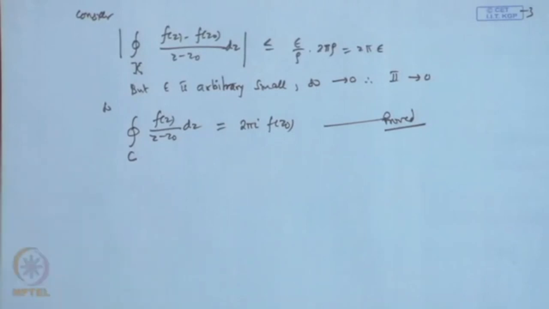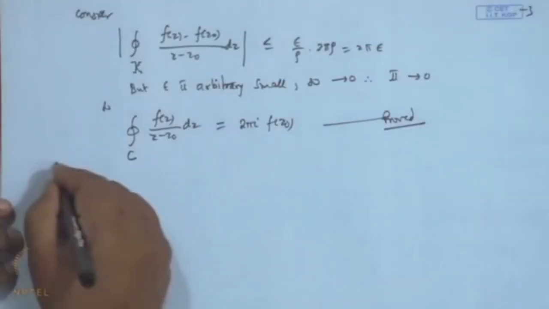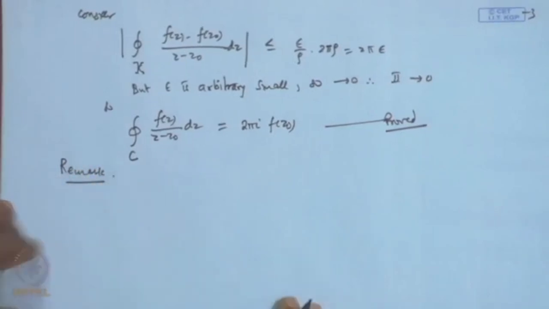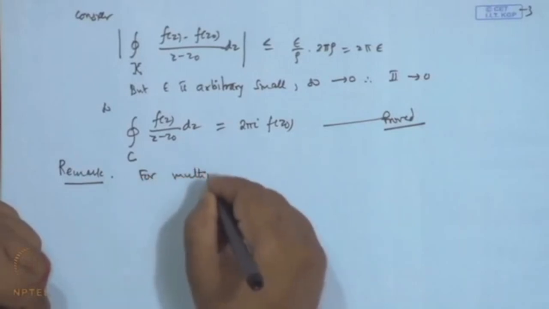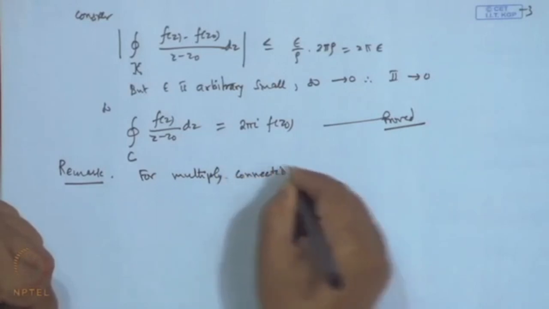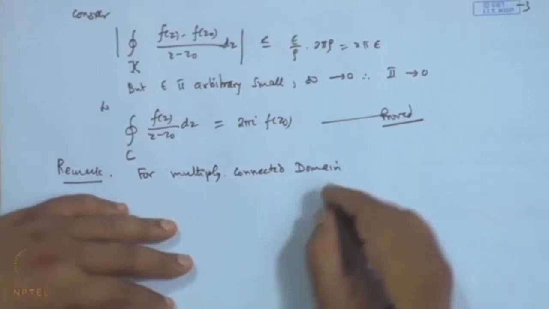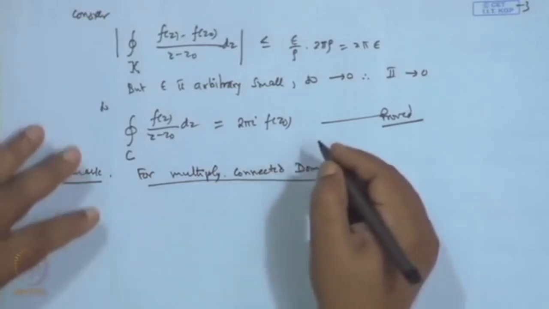Now this is done for a simply connected domain, when D is a simply connected domain and C is a curve inside it. So for a multiply connected domain, the Cauchy integral formula will take this shape.